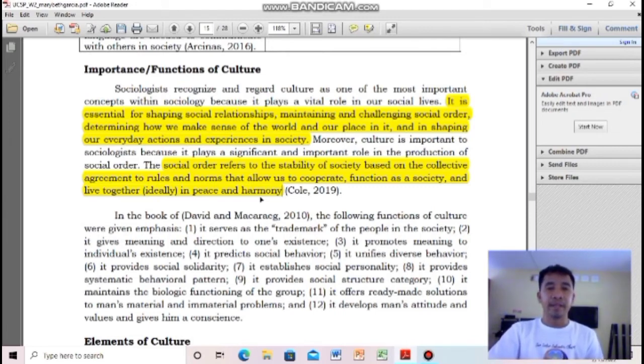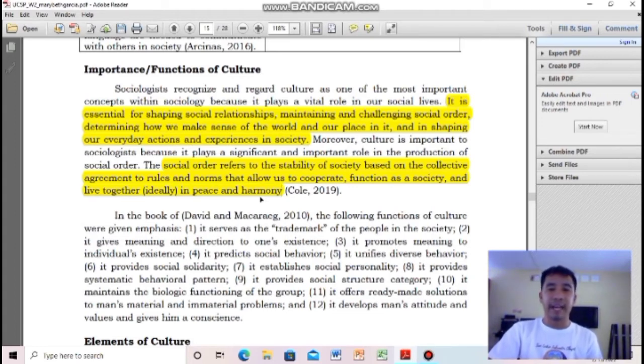Okay. So, in the book of David and Makaraig, the following functions of culture were given emphasis. First, it serves as the trademark of the people in the society. Trademark, a mark. Culture serves as the trademark of a society. For example, they say you are from the island because of your manners or what you do. Or you seem to be from the mountains. That is trademark. It gives meaning and direction to one's existence.